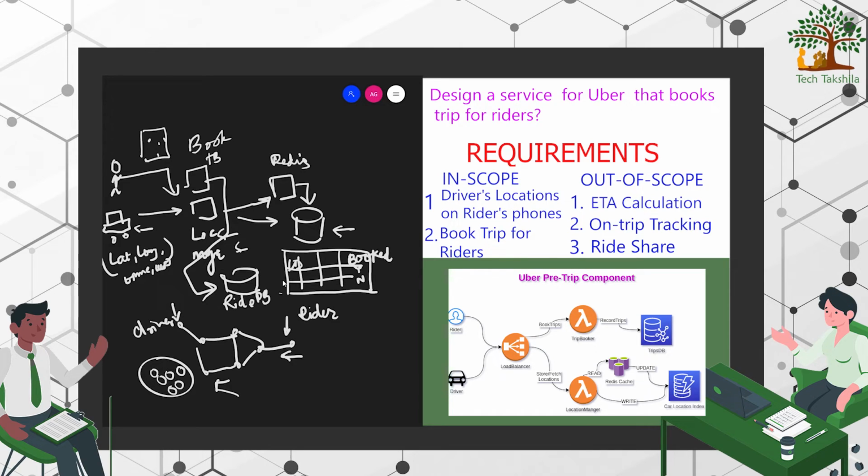I see. That makes sense. As the reads would be higher in number, as there can be many riders trying to get all the drivers' latest locations every second, it would be efficient to divide the read and write traffic. Yep, that's right.